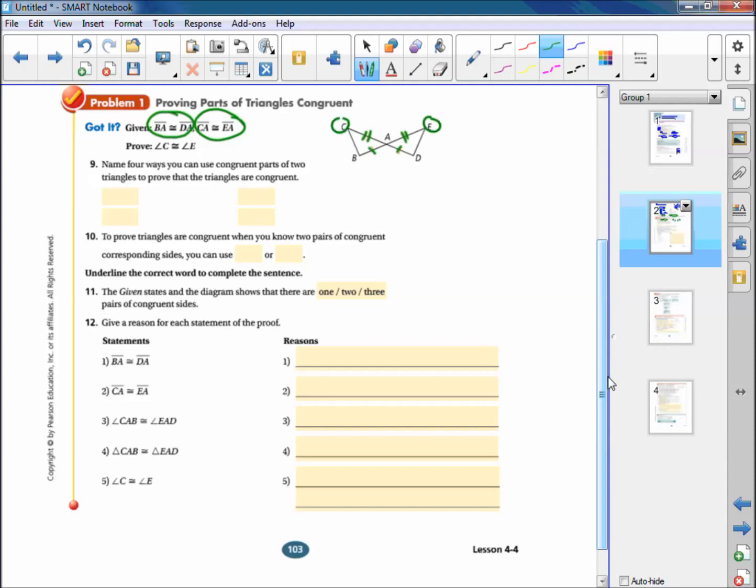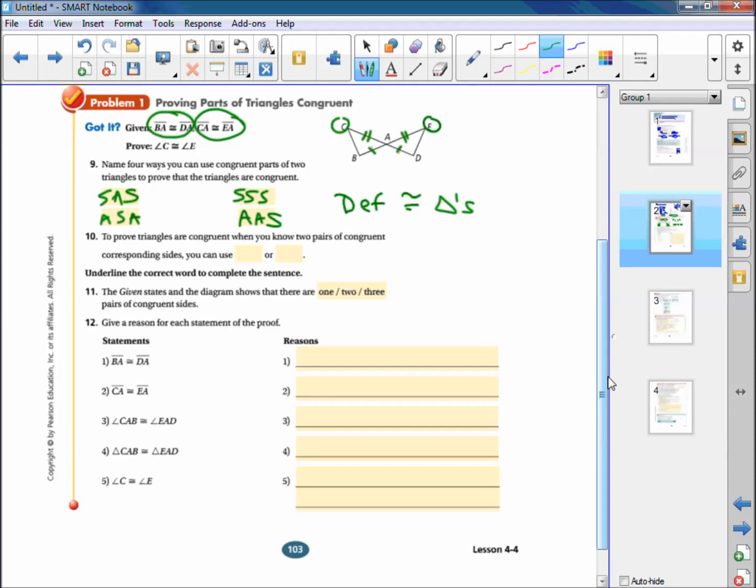Okay. All right, so name four ways you can use congruent parts of two triangles to prove that the triangles are congruent. So these are the four shortcut methods they're asking for. SAS, SSS, ASA, and AAS. Okay. I would also say there's a fifth way. We could just say the definition of congruent triangles, but that means we have to get all six parts. So we usually try to use the shortcut ones.